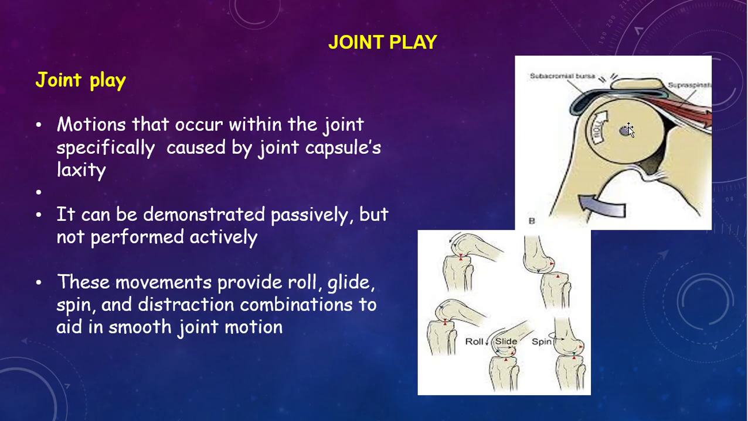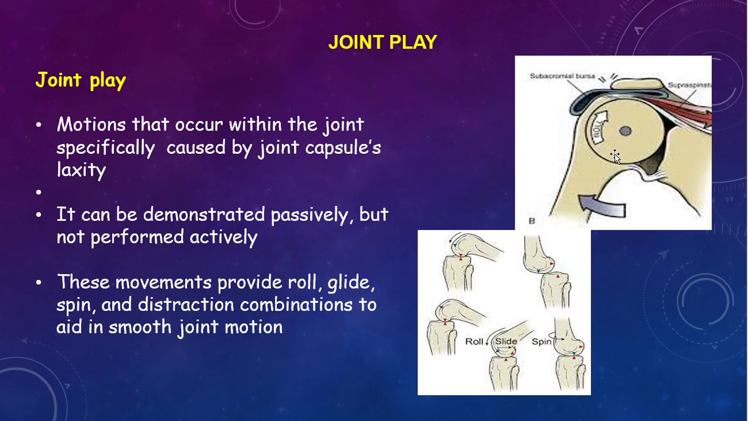Do you understand? So any movement that takes place as a result of laxity in the joint capsule is called joint play. If the capsule is so tight, it's not lax enough to allow those movements to take place, then there will be no rolling, no gliding, no spinning, no compression, no distraction. So it is all right to say that rolling, gliding, spinning, compression, distraction, they are different forms of joint play.